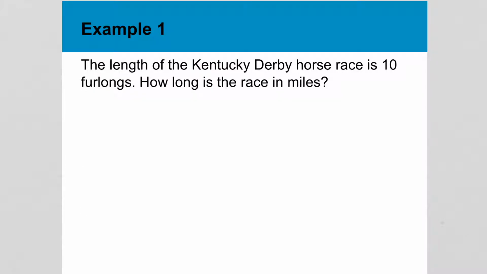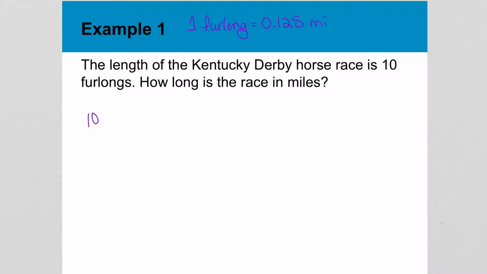Example 1 says, the length of the Kentucky Derby horse race is 10 furlongs. How long is the race in miles? Well, furlongs is just another unit of length measurement, okay? And the fact is, you can look on your conversion sheet that 1 furlong, we're trying to change to miles, is equal to 0.125 miles.